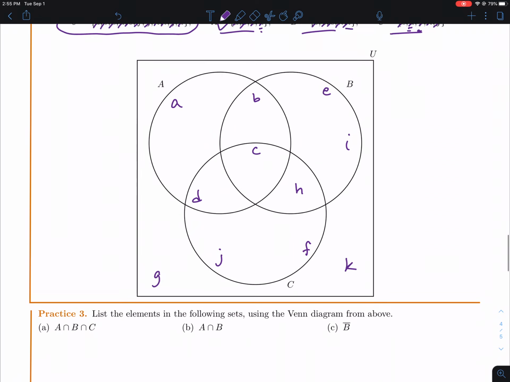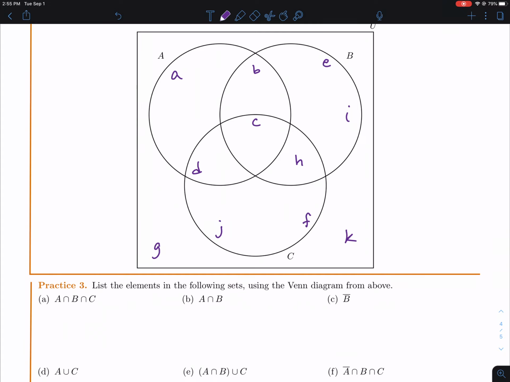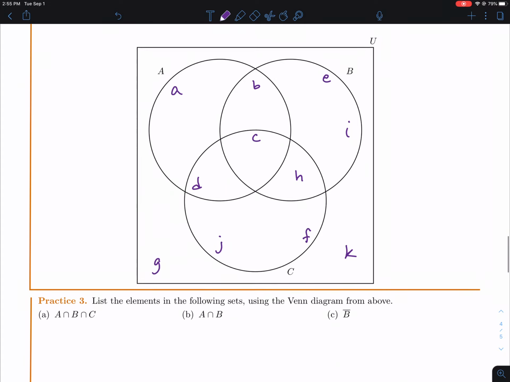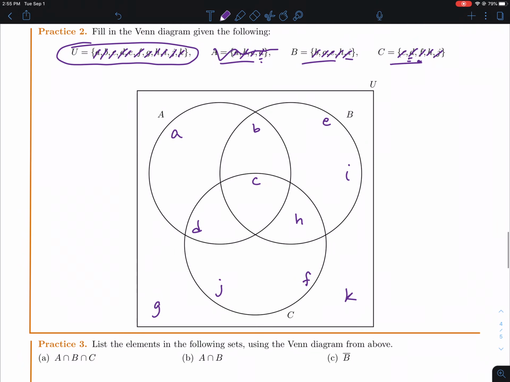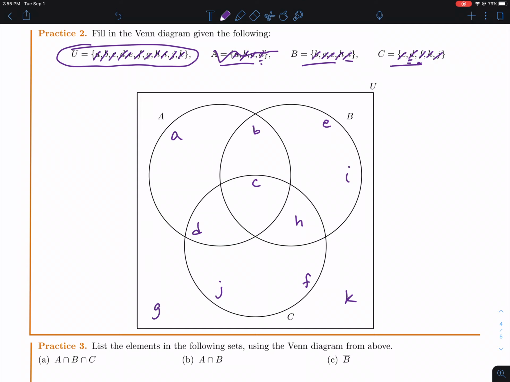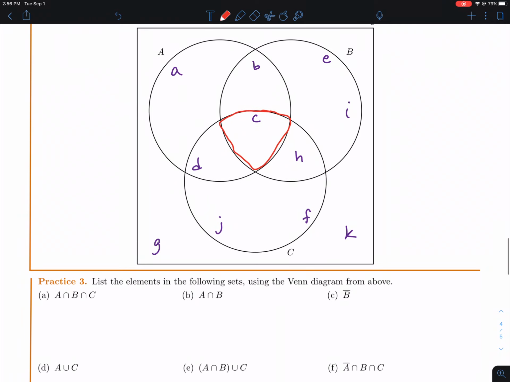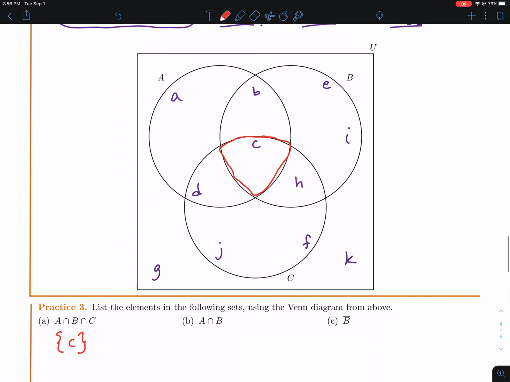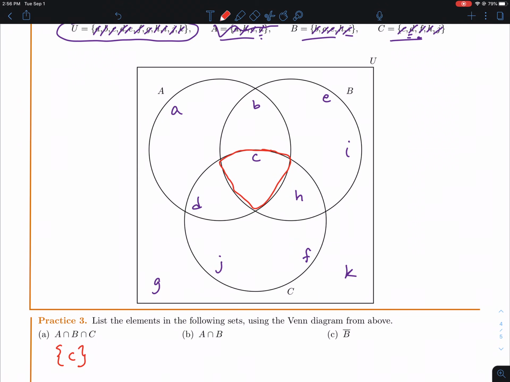Practice 3 says list the elements that are in the following sets from above. So A intersect B intersect C. In this case, we're looking for where A, B, and C all are in common. That's this little section here, where all three circles actually intersect. We only have one element in there, just element C. So A intersect B intersect C is just the element C. Is that okay with everybody?